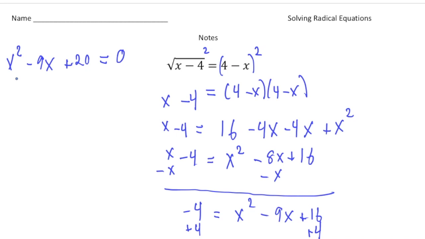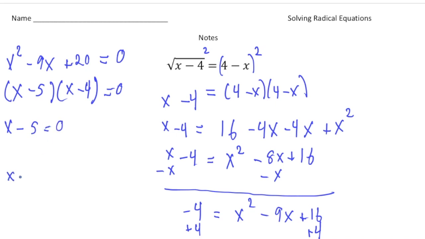And now, the next thing we have to do is factor x squared minus 9x plus 20. So I'm going to use reverse FOIL for that one. So it's going to be an x and an x. And then let's see, what times what gives us positive 20 but adds up to negative 9? That's going to be a minus 5 and a minus 4. And then remember, you take each factor and have it equal 0. So it's going to be x minus 5 equals 0, and also x minus 4 equals 0. And then you solve for x.